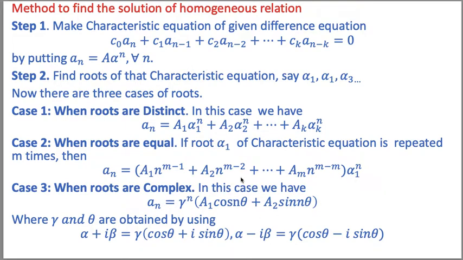And we can calculate gamma and theta by using alpha plus iota beta equal to gamma cos theta plus iota sin theta, where alpha plus iota beta is the complex root of the characteristic equation. And we know that complex roots always occur in conjugate pairs. Therefore, alpha minus iota beta is gamma cos theta minus iota sin theta. So, using these two, we can calculate the value of gamma and theta. Like we can solve this equation and find the values of gamma and theta.